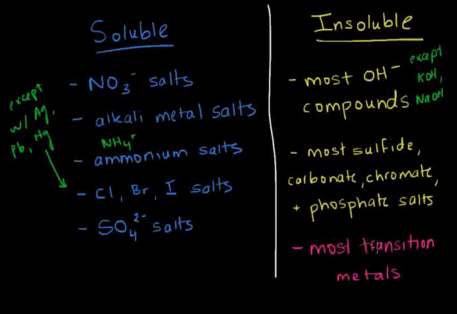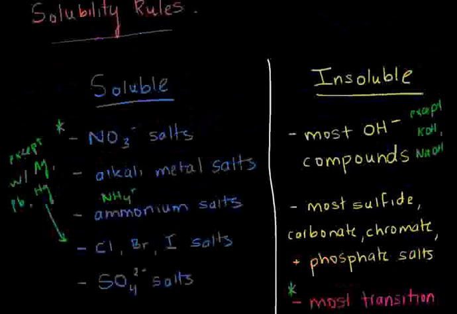Most of the time, whenever you have a transition metal in a compound that's produced in a precipitation reaction, that transition metal is going to produce an insoluble, brightly colored precipitate. And I would really say, if you're going to remember two of these, you should remember this one and this one. Nitrates come up a lot, and transition metals come up a lot. And we'll see that if we go back to our previous example.